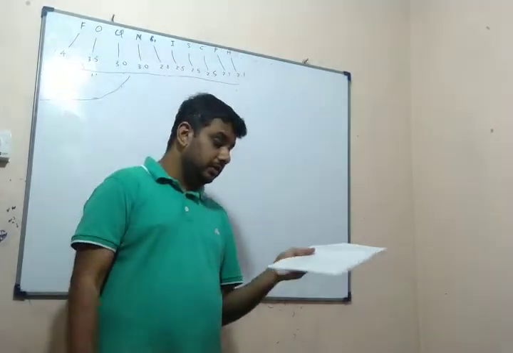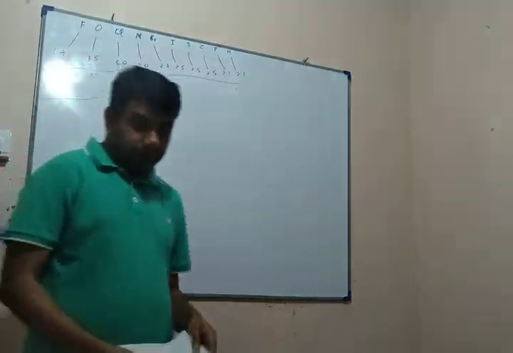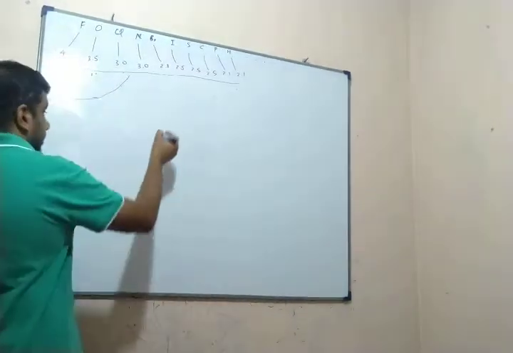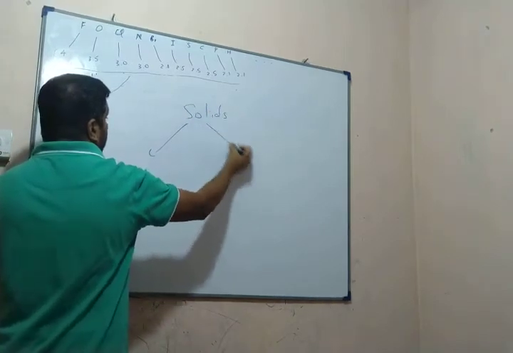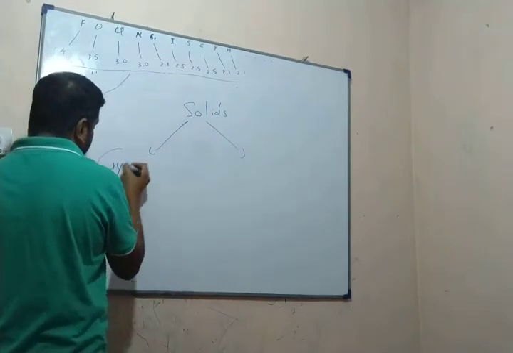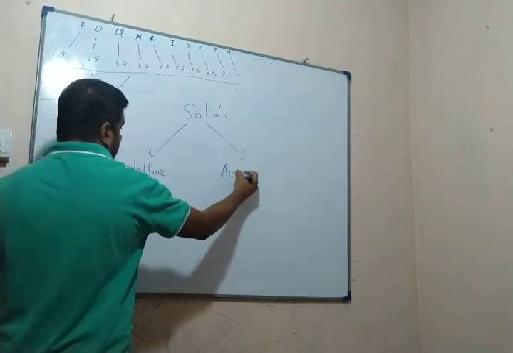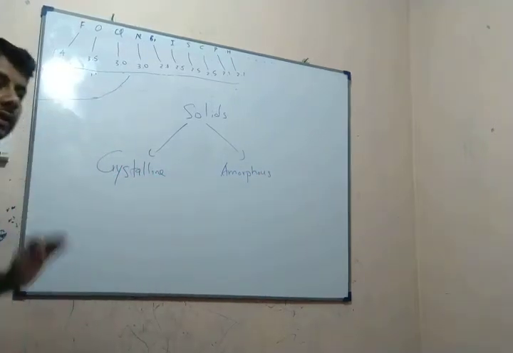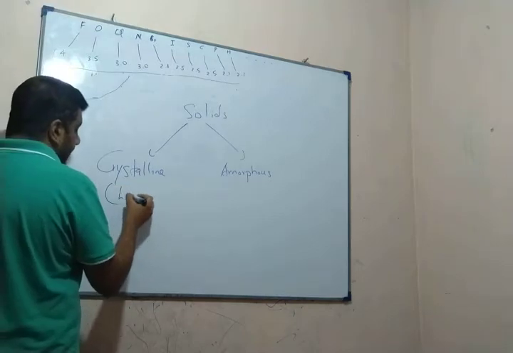Now we are going to discuss solids. There are two types of solids: crystalline solid and amorphous solid. Right? Crystalline solid, amorphous solid. And this crystalline solid has another name, lattice.